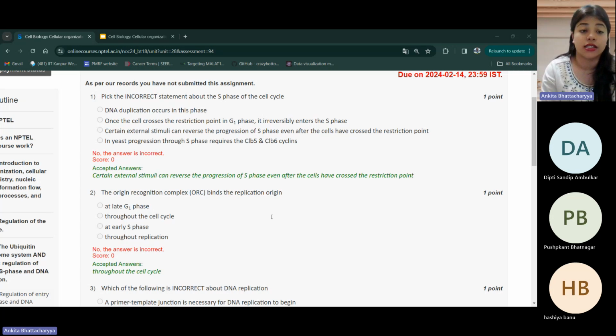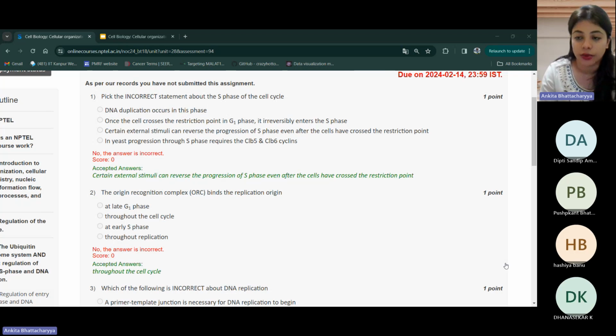Third being that certain external stimuli can reverse the progression of S phase even after the cells have crossed the restriction point. So this option is of course not something that will be allowed by the cell. That is because once the cell has committed to the S phase, and they have crossed the restriction point, which is what we discussed in the previous option, they cannot revert back. So no external stimulus can actually reverse the same.